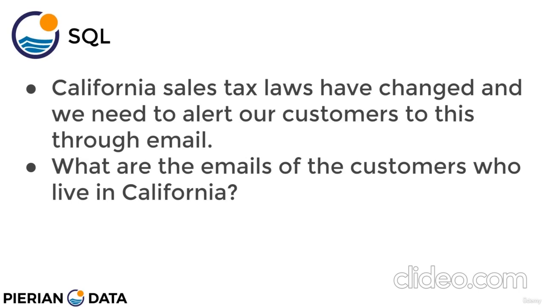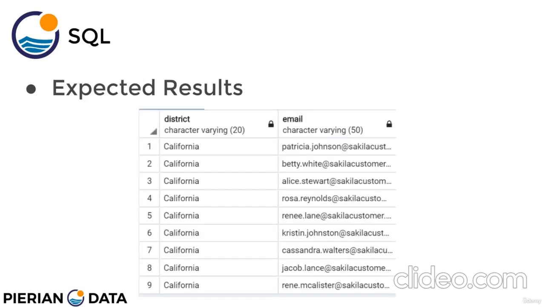Let's imagine that a California sales tax law has changed, and we need to alert our customers to this through email. So the question is, what are the emails of the customers who live in California? Here are the expected results. You should be able to view 9 customers that live in California, and these are the emails. You may not get them in this exact order depending on how you solve this problem.